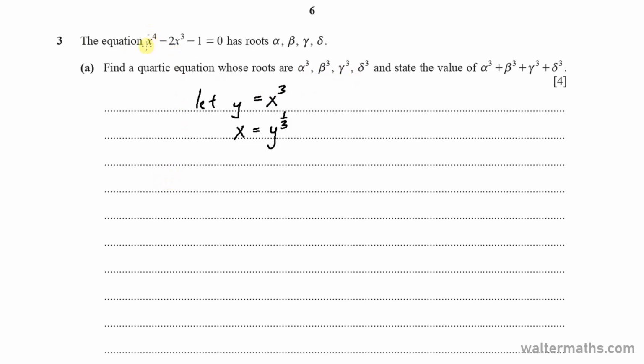So this means in place of x on x to the power 4, it becomes y to the power of a third to the power of 4. And that's minus 2 of y to the power of a third to the power of 3 minus 1 equal to 0. So we can simplify. We'll now be having y to the power of 4 over 3 minus 2 of, here if we multiply a third times 3, we get 1. So we'll now be just having 2y, and that's minus 1 equal to 0.